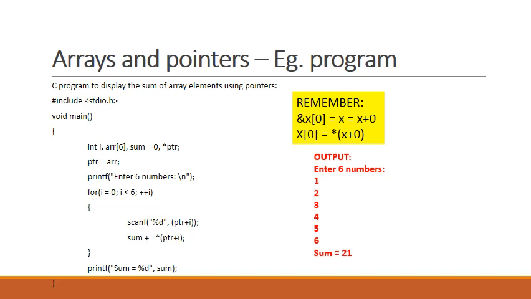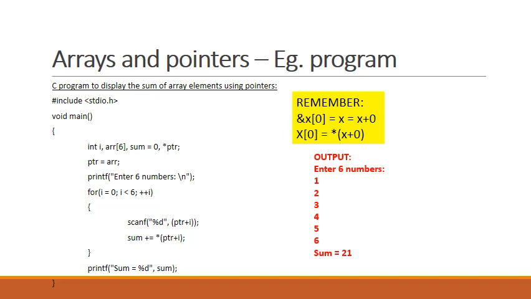One thing to consider here: instead of PTR plus I, can we use PTR plus plus? Yes, you can use PTR plus plus. Plus plus is also just an increment by 1. So, PTR plus plus will move the pointer to the next location. Fine. So, here PTR will keep moving to the next location until it reaches the 6th location and then stop.